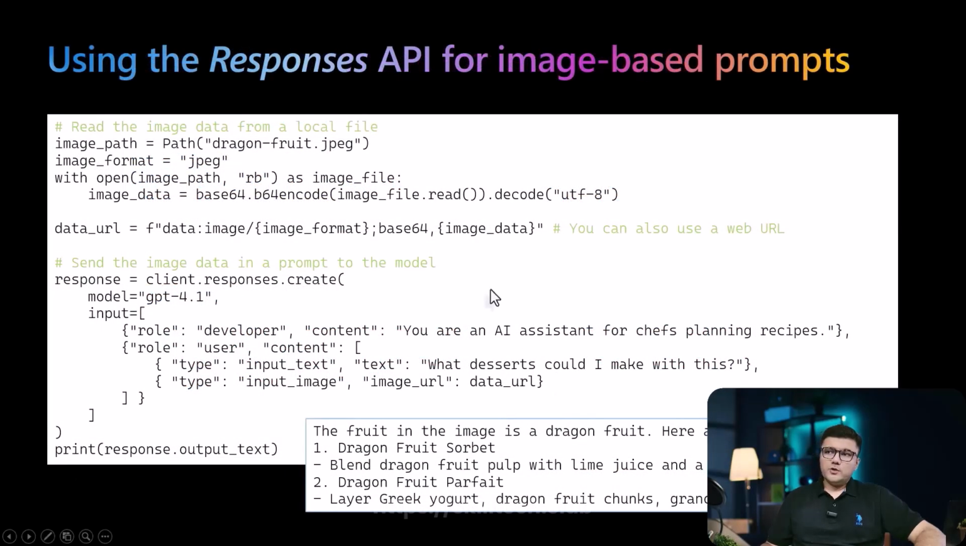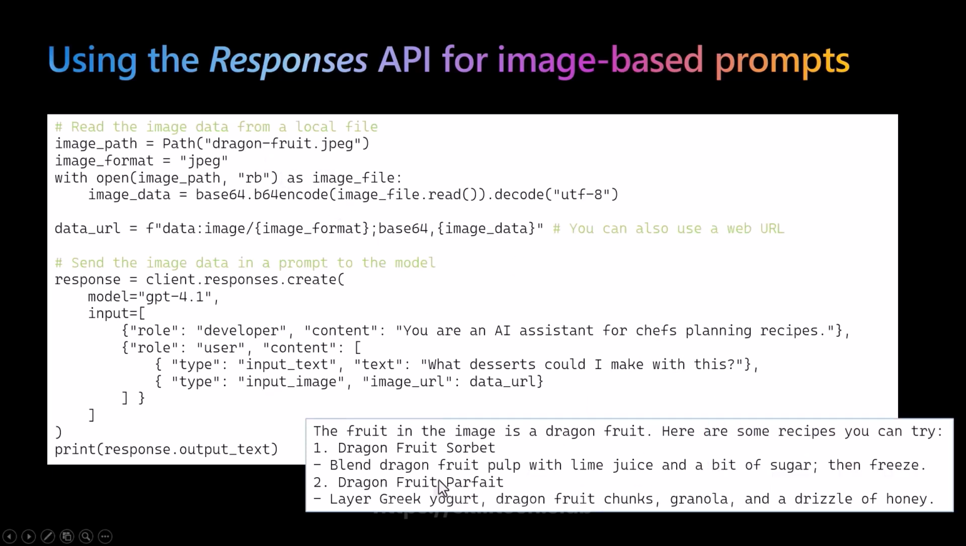Now, this is showing you a responses API for an image-based prompt. This is the same kind of code which we have seen in the previous slide. It was comparing this thing. Now, if I provide an image URL, which is maybe some kind of a mango or some other kind of fruit, this is right now showing you a sample where I have uploaded a dragonfruit.jpg file. And it's going to give me a response that the fruit in the image is dragon fruit.